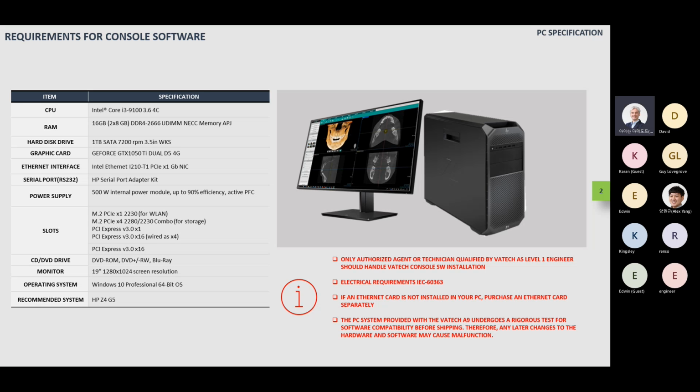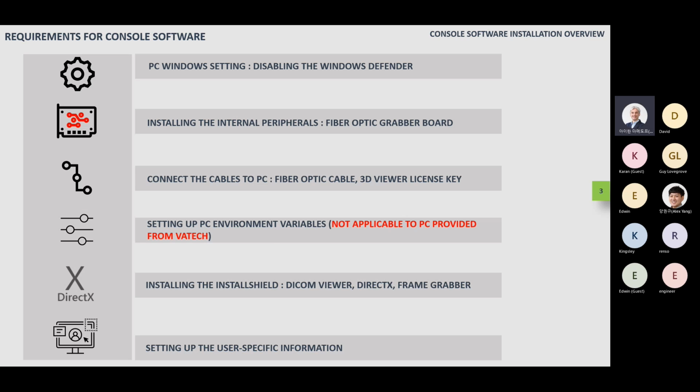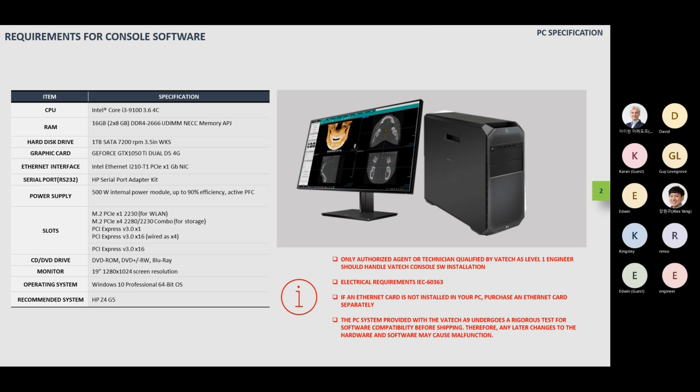So I will skip this part. The only thing is that you have to check this. If the Ethernet card is not installed in your PC, you have to purchase it separately, because if you don't get the PC from VATECH, then you will need to purchase it separately, of course. Otherwise, if you're getting the PC from VATECH, then you don't have to worry about it.